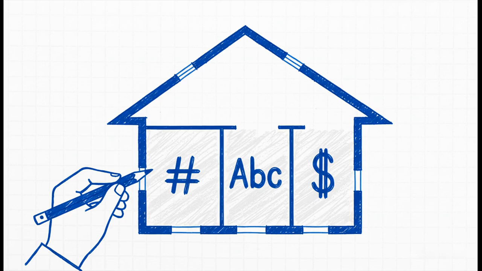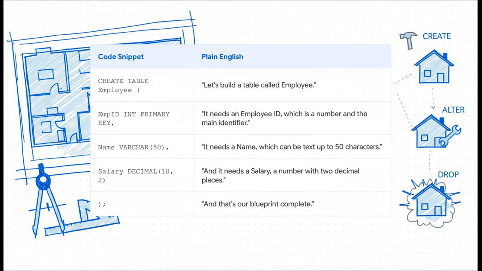This is the point where you decide, okay, what kind of rooms is my house going to have? You give each room a name. In database terms, these are your columns. And then you decide what you can store in each room. That's your data type. Okay, let's look at a real example here. Let's walk through it line by line.